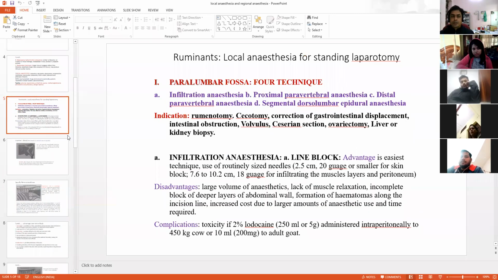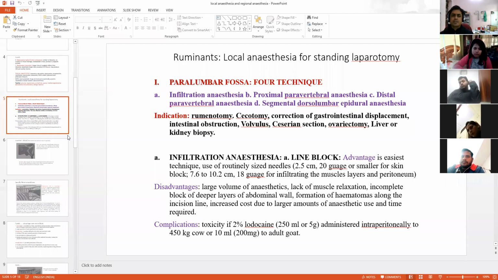Now, the next topic, which is very important especially for field conditions and for you people also, is local anesthetic techniques. So, local anesthesia for standing laparotomy. Standing laparotomy is most commonly needed for rumenotomy, cesarean section, ovariectomy, liver or kidney biopsy, and intestinal obstruction.